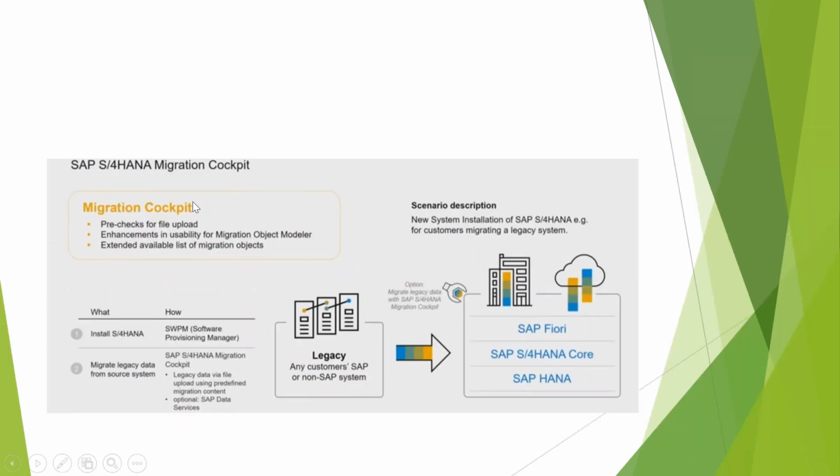Okay, this is your migration cockpit process from the legacy. How do you transfer your data? And now with the 1709 version, we do have Fiori applications where you can process your data through the migration cockpit.